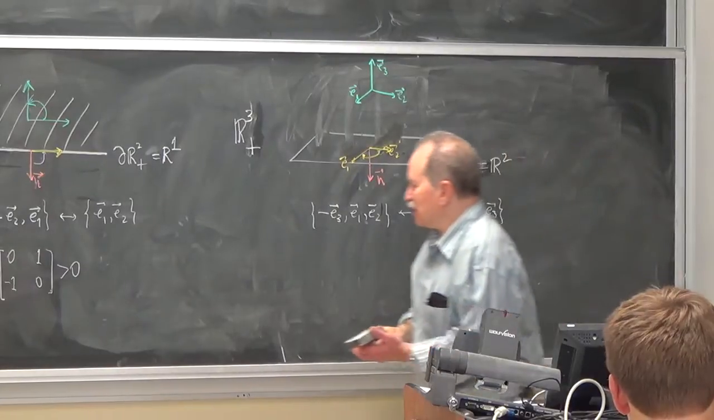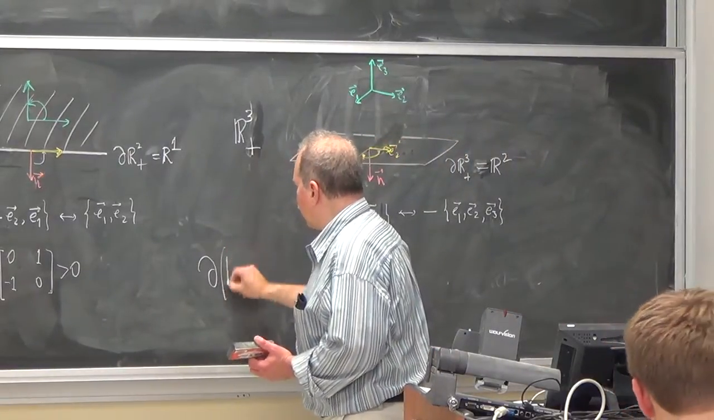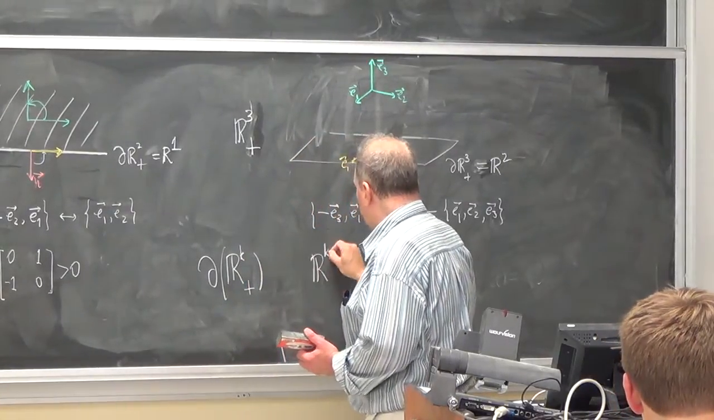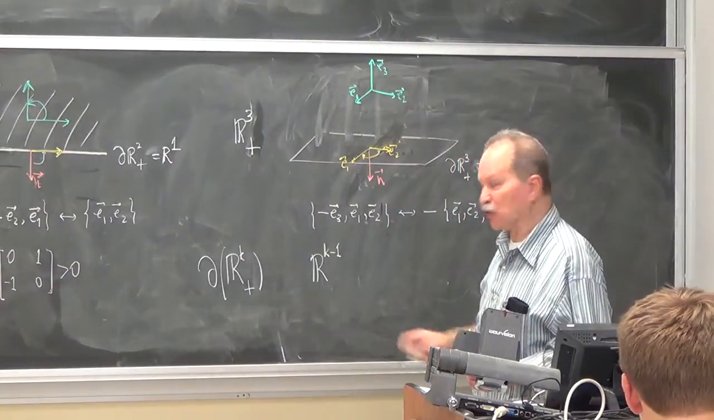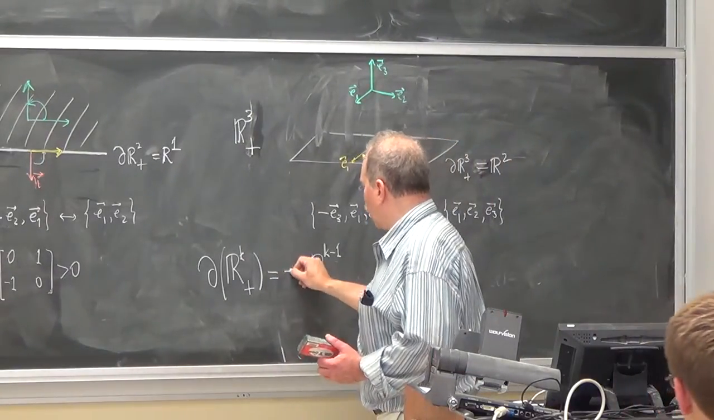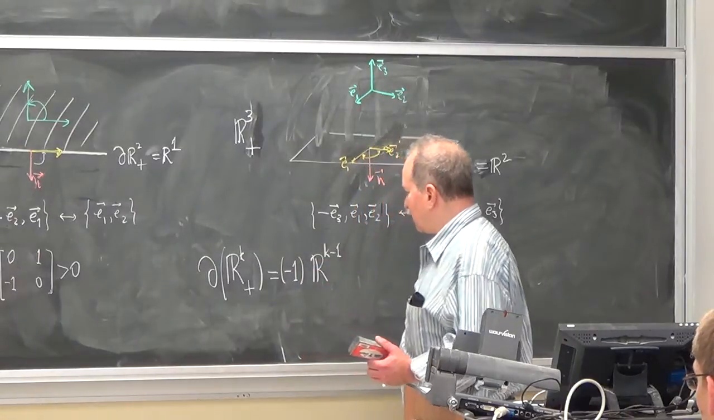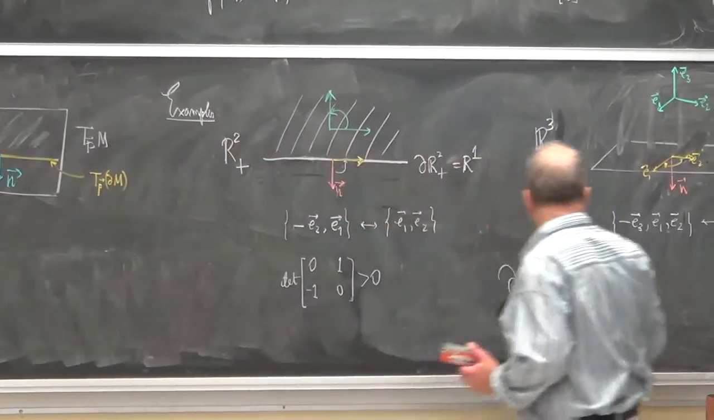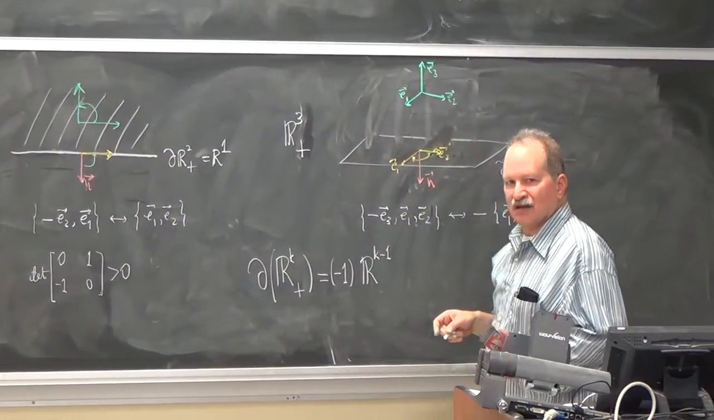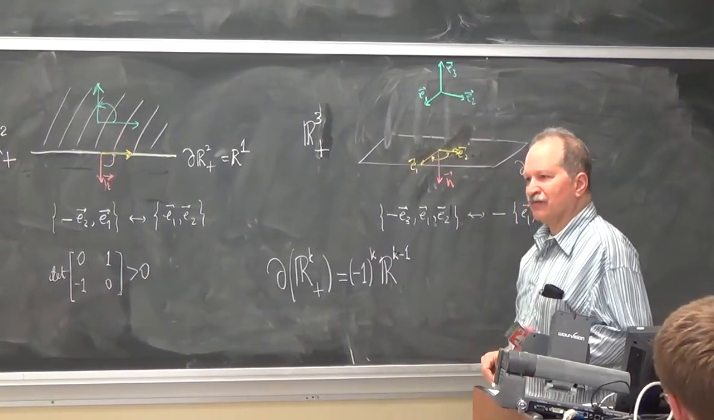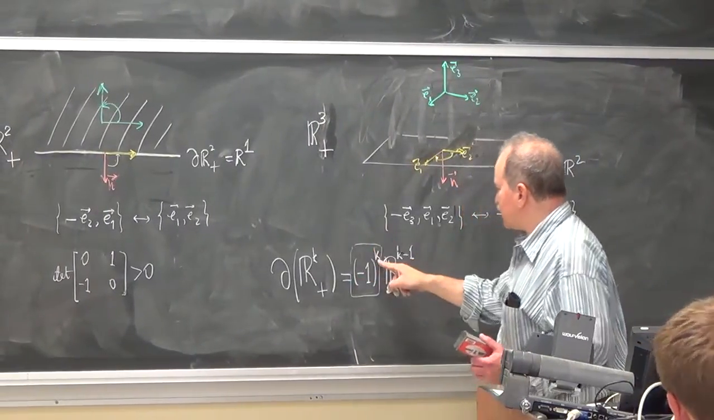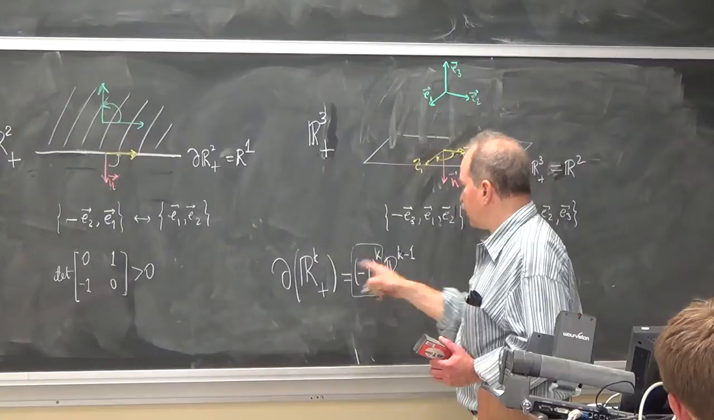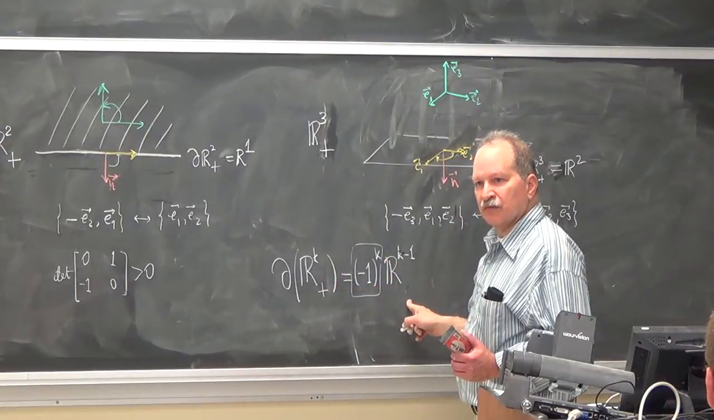So what do we conclude? We conclude that the boundary of R^k_+ is R^(k-1), but not always with the right orientation that we're used to. It's a plus or minus, and what's the sign? It agrees when k is even, and it disagrees when k is odd. So this is just k. By this I mean, when k is even, the orientation on the boundary is the standard one, and when k is odd, it's the opposite of the standard.